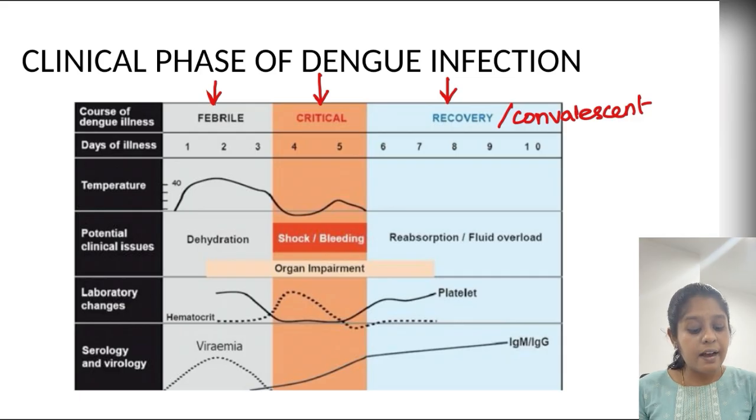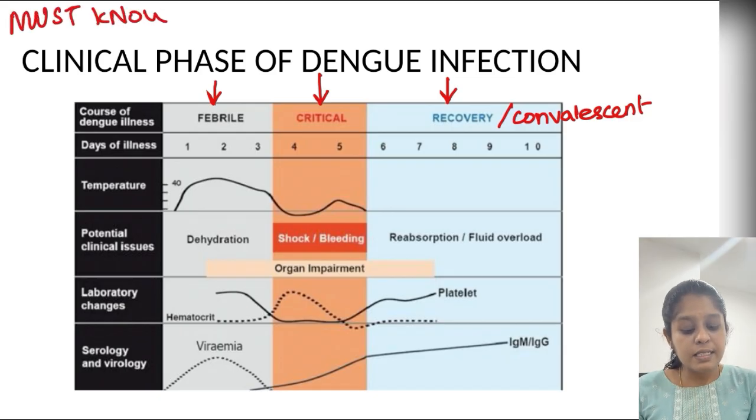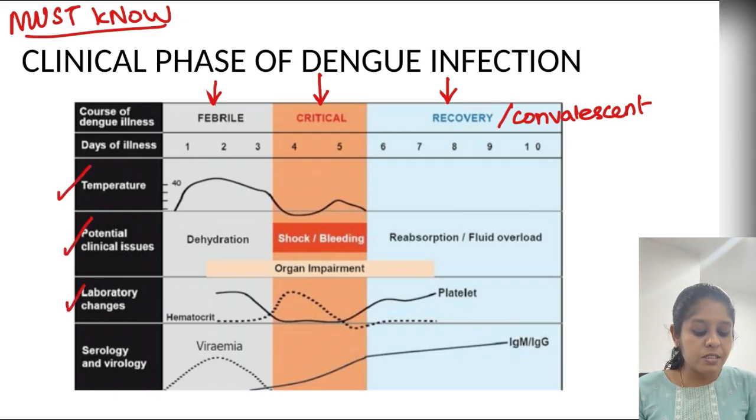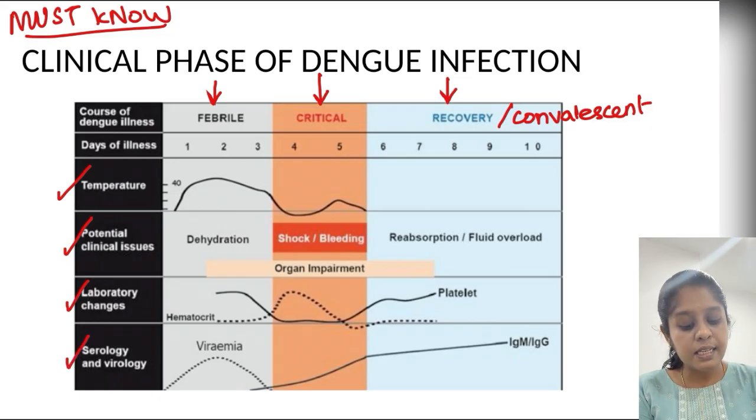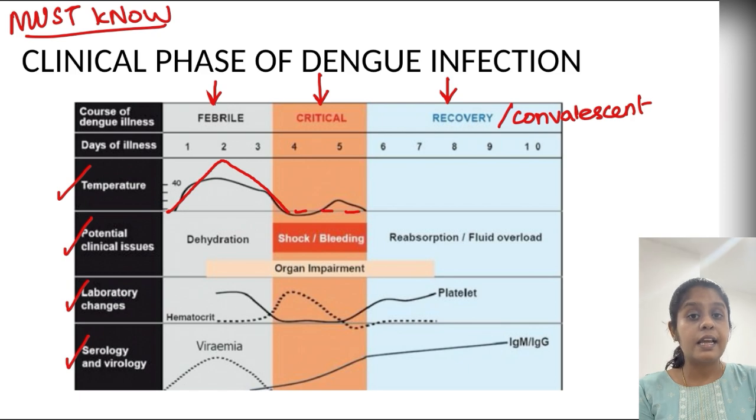So this is a graph that depicts the three phases of dengue viral infection. This is a very important must-know graph for all medical students. So let's divide this graph into 4 parts regarding the temperature, clinical issues, lab changes, and the virology. Coming to this graph, you see in the febrile phase, the fever goes up. So only fever is seen in the febrile phase, then the fever touches the baseline.